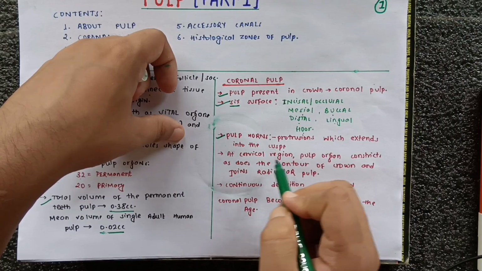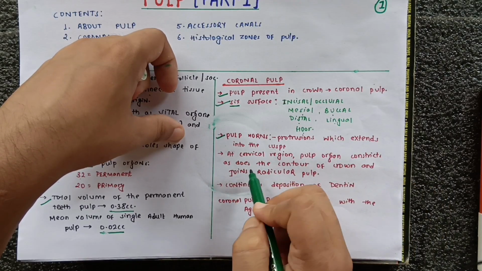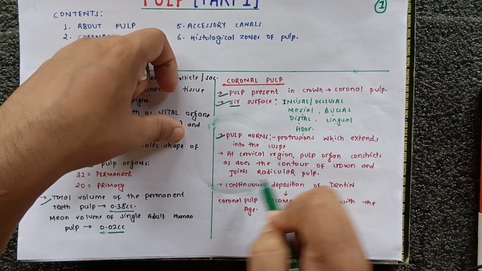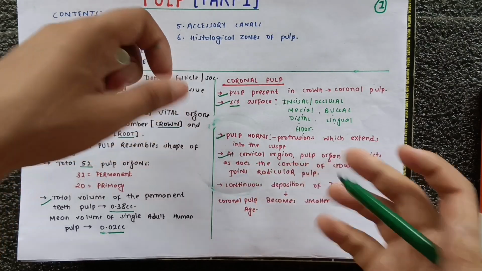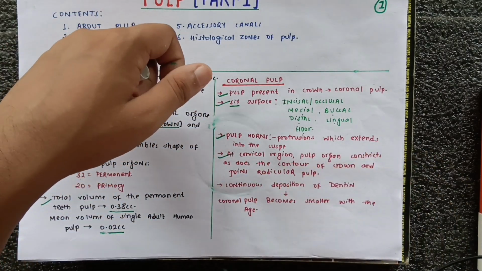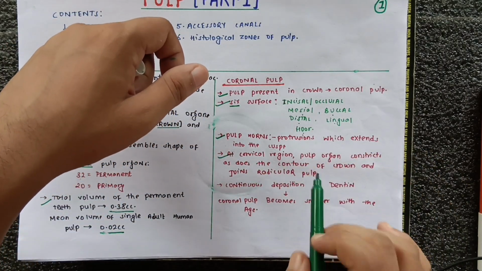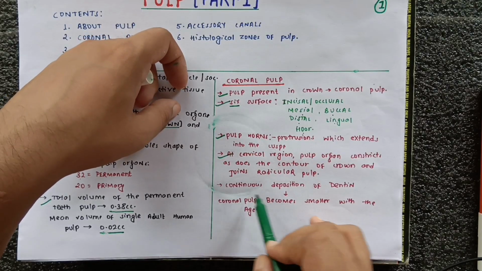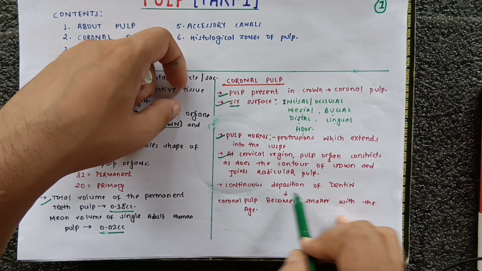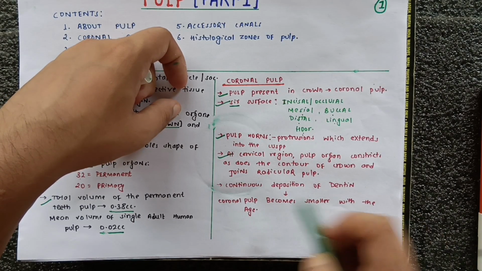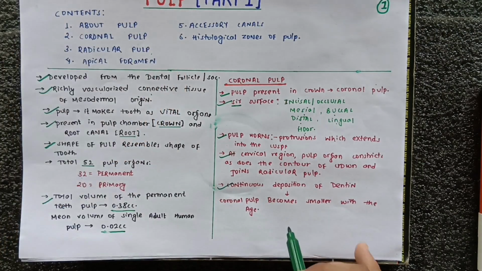After that, at the cervical region, the pulp organ constricts at the contour of the crown and joins the radicular pulp. So it just constricts and continues with the radicular pulp. After that, due to the continuous deposition of dentine, the coronal pulp becomes smaller with age. This is very important to understand.